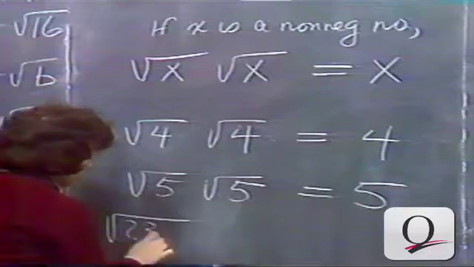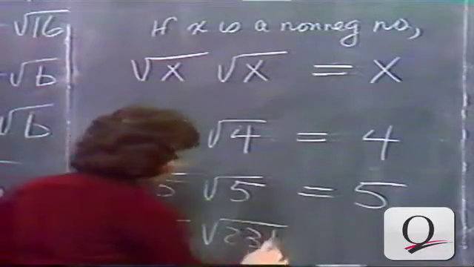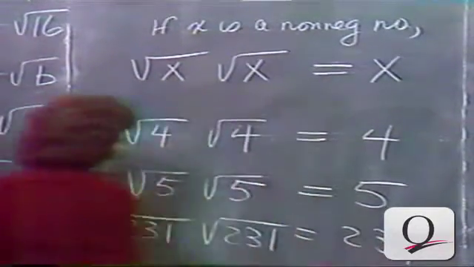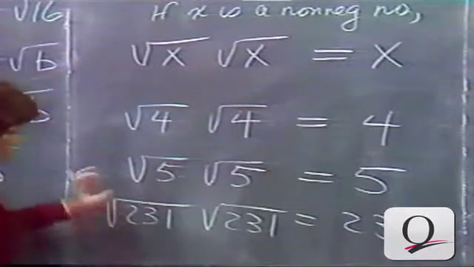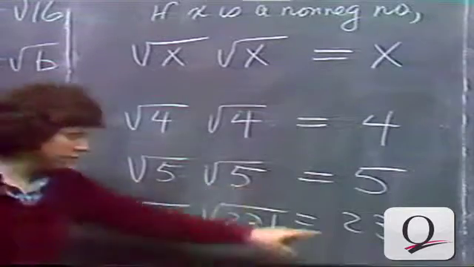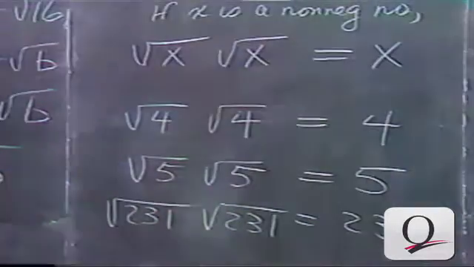The square root of 231 times the square root of 231 is 231. It doesn't matter that it's not a perfect square. You don't care what it is. The square root of a number times the square root of the same number just gives you the number itself.